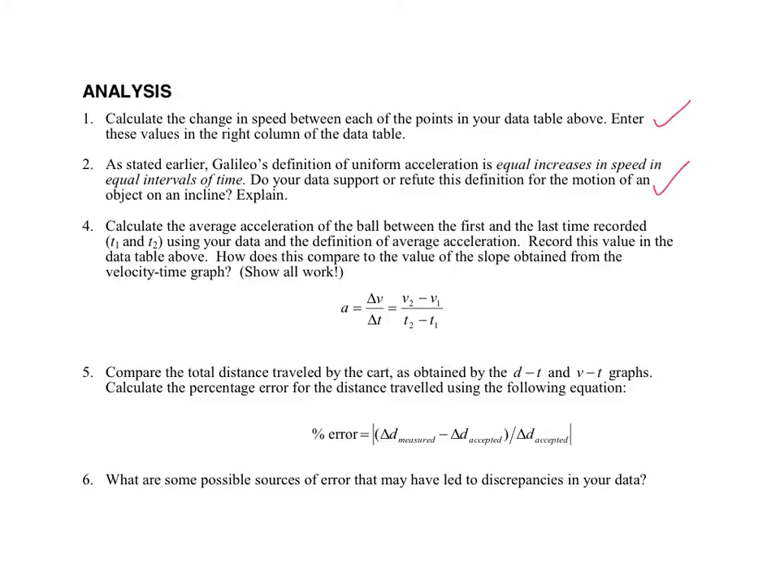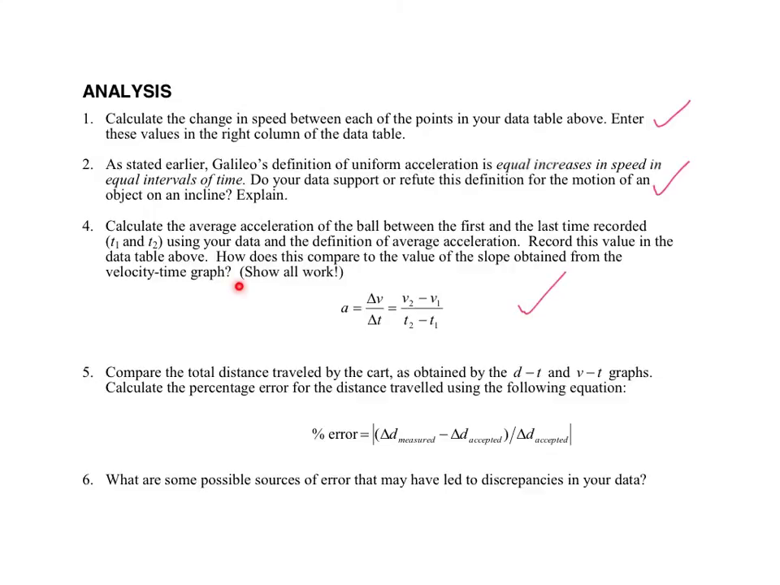Question number 3 says, calculate the average acceleration using this equation over here. Now, we've already done this, and we recorded that in your data table where it says average acceleration. So this should be a fairly easy mark to come up with, but one of the things I want you to do, a lot of students forget to do this, is show all work. Okay, so not only show all your work, but it also goes on to say, how does this compare to the value of the slope obtained from the velocity time graph? Are they similar? Are they completely different? Are they close? And of course, later on, you're going to have to explain if they were different from each other, why they were different.